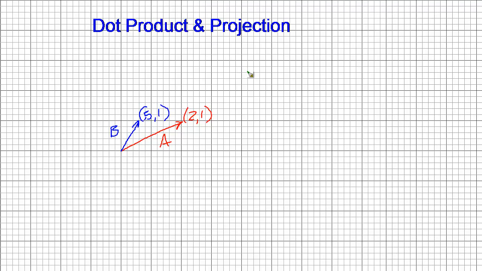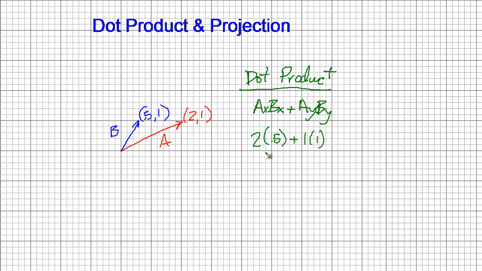So the definition of a dot product, of how to calculate it, is the like components multiplied together, so ax, bx, and then added together, ay times by. So in this case it's actually 2 times 0.5 plus 1 times 1. That ends up being 1 plus 1 equals 2. So that's not terribly meaningful. We don't know what the 2 means.